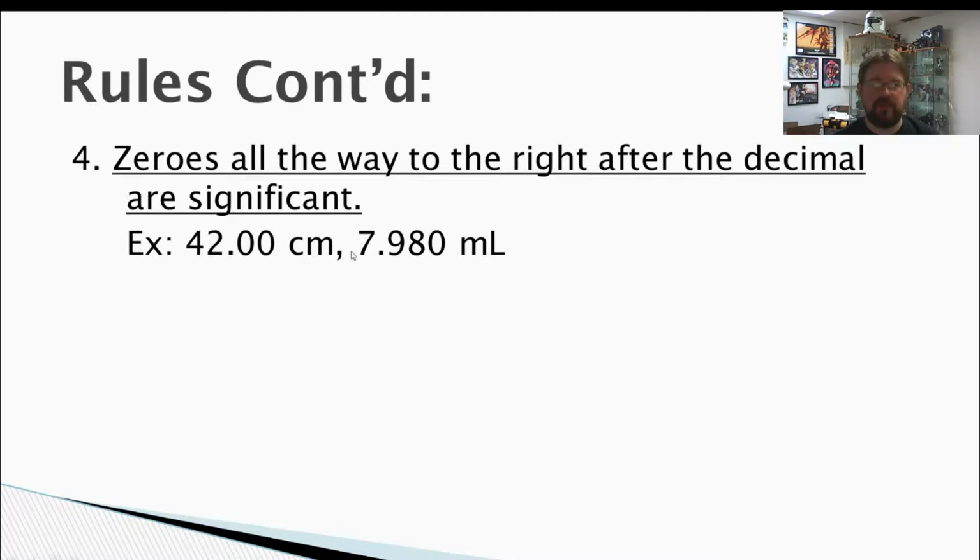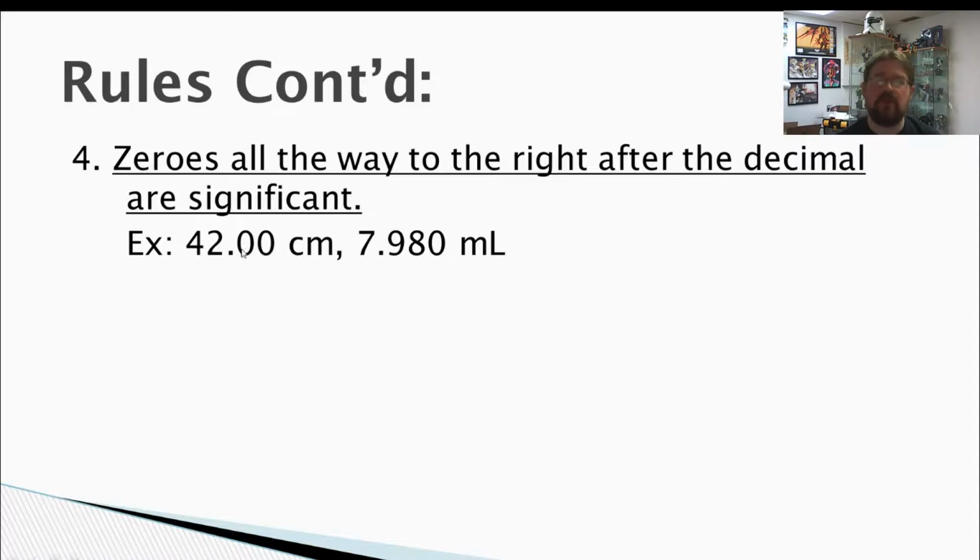42.00 centimeters and 7.980 milliliters. Well, Rule 1, the 4 and the 2 here are significant. They're not zeros. These are zeros, but are they significant or not? Well, zeros all the way to the right after the decimal are significant. That means this 0, which is all the way to the right past a decimal, is significant. So the 4, the 2, and this 0 are significant.